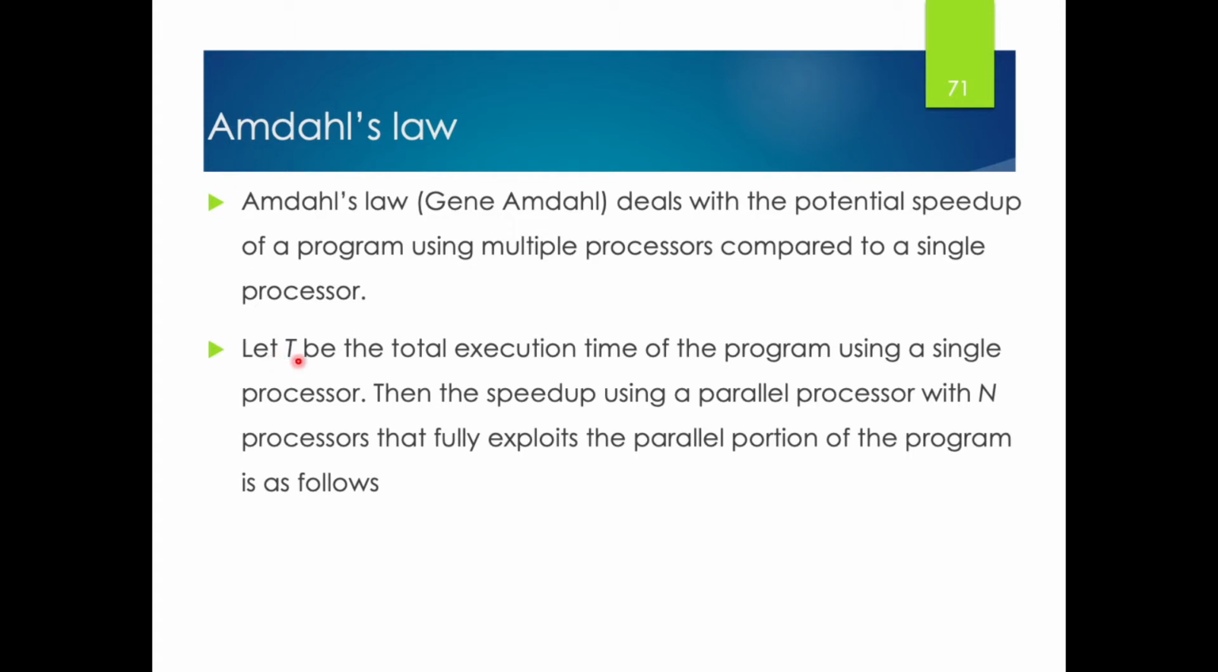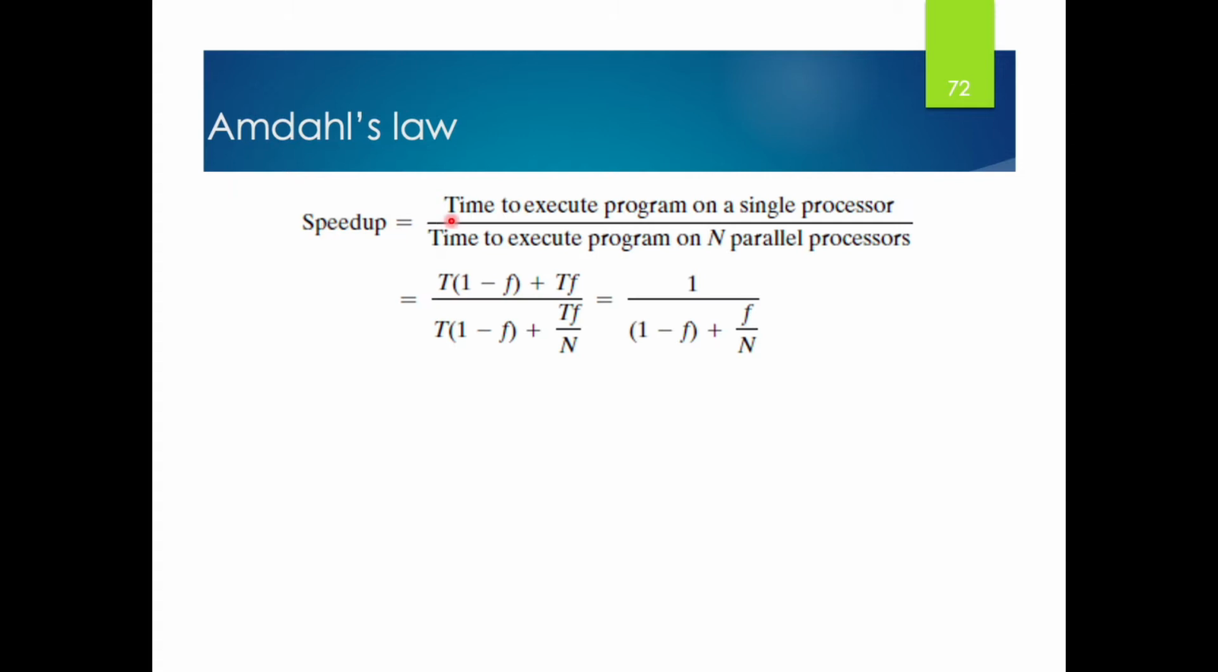Let T be the total execution time of the program using a single processor. Then the speedup using a parallel processor with N processors that fully exploit the parallel portions of the program is as follows. Speedup equals the time to execute a program on a single processor over the time to execute the program on N parallel processors. And here we have the final formula.